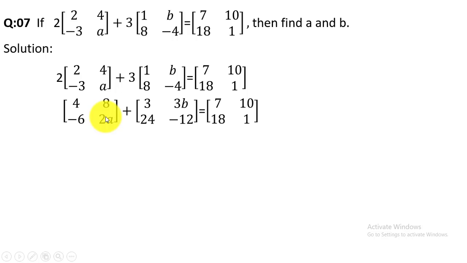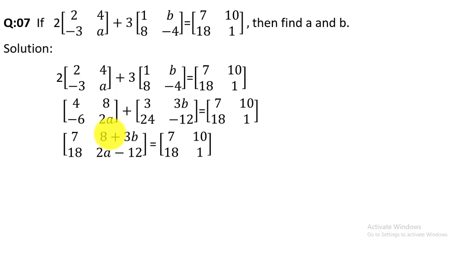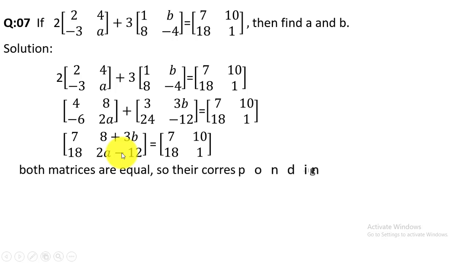Now we find the sum of these two matrices, that is equal to 7, 8 + 3B, 18, 2A - 12, that is equal to the matrix having elements 7, 10, 18 and 1. Now these two matrices are equal, so their corresponding elements are equal. Now we compare their elements.